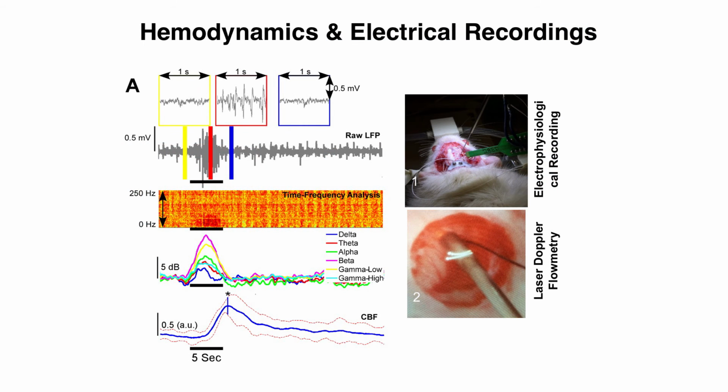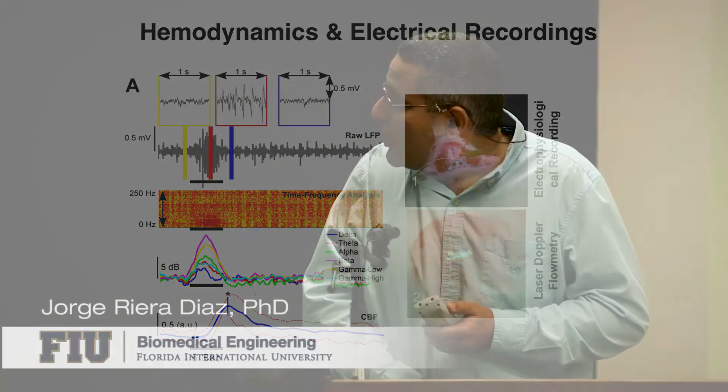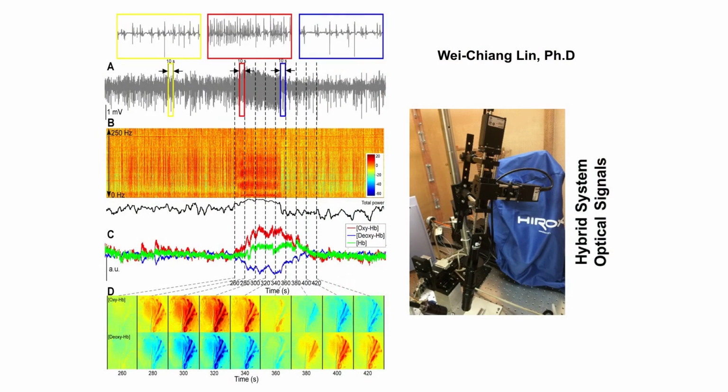We also bring these rats here to FIU, and we obtain intracranial recordings of local field potential and also laser Doppler flowmetry. In collaboration with Dr. Lin, we have also been developing a technique to study hemodynamic fluctuations, spatial-temporal hemodynamic fluctuations, in the brain of rats using optical imaging.